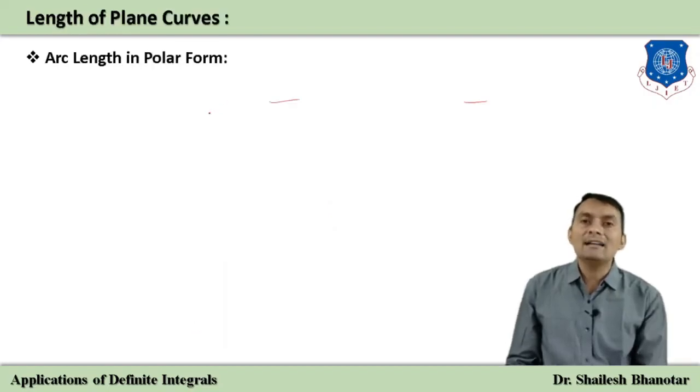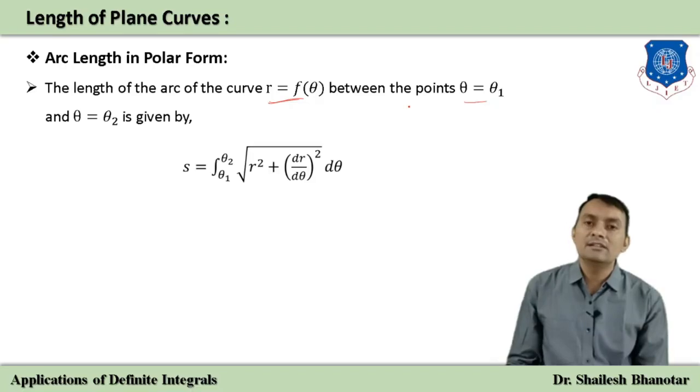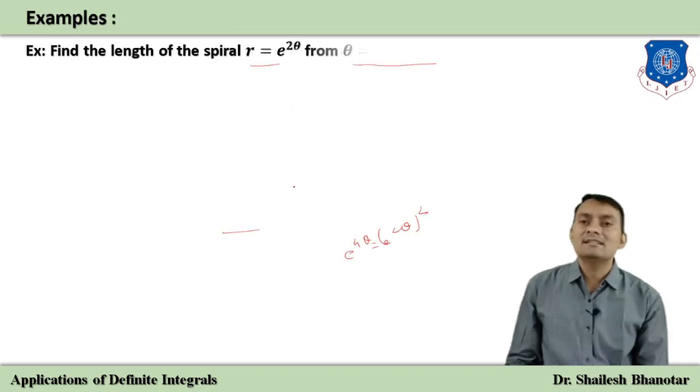Now we have arc length in the polar form. Suppose we are given the curve r equal to f of theta between the points theta equal to theta 1 to theta equal to theta 2, that is what we are going to focus on. In that case our arc length s will be the integration from theta 1 to theta 2 of square root of r square plus dr by d theta whole square into d theta. So let us understand the example.